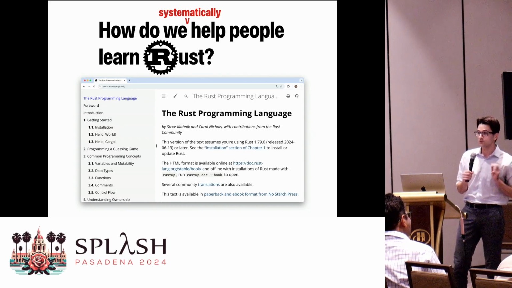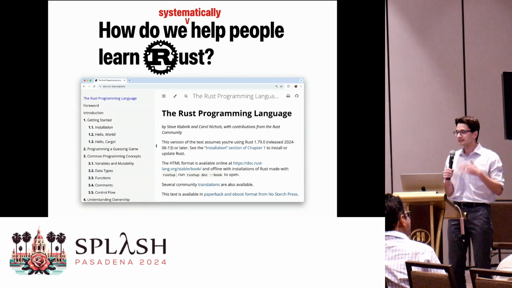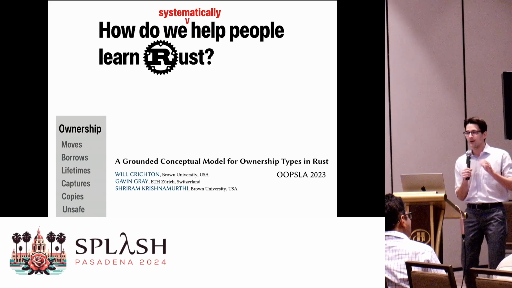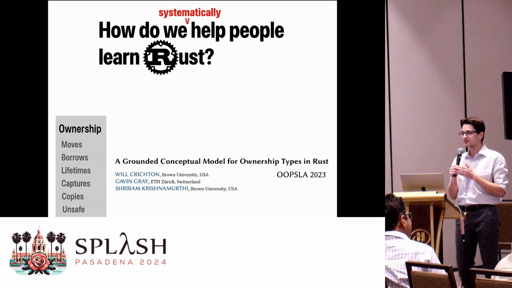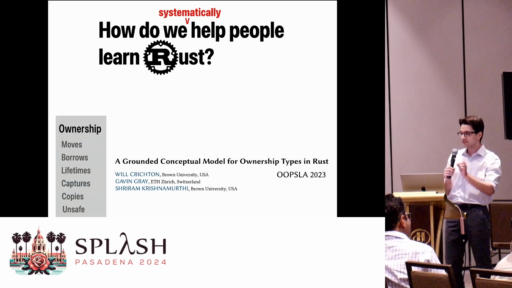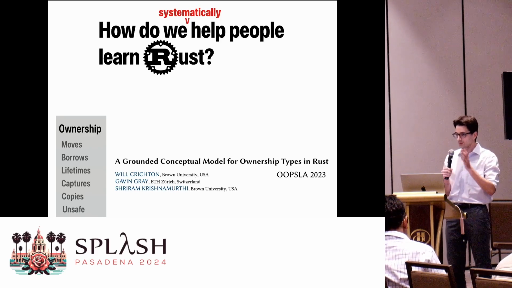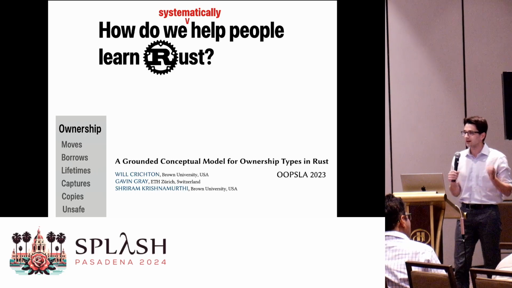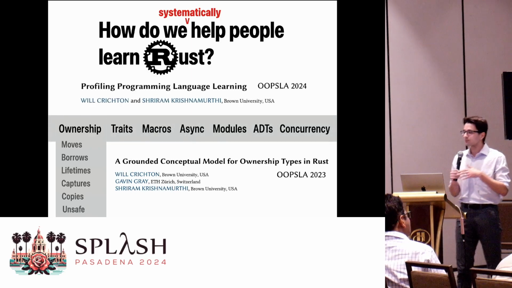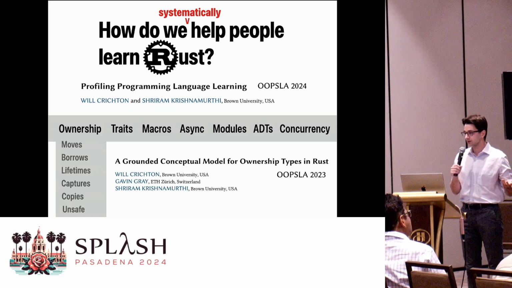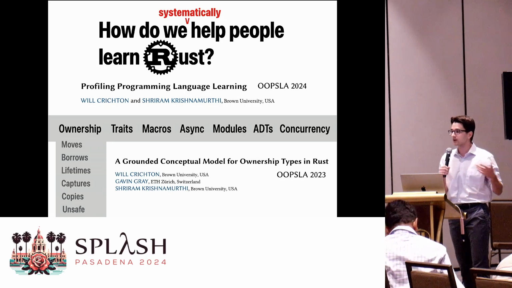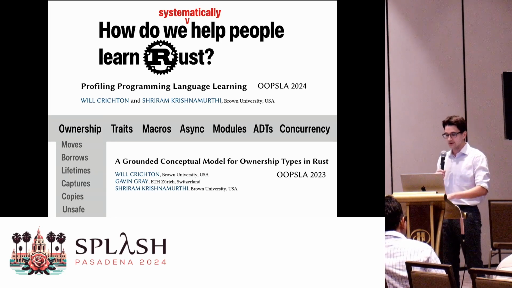And now we've done two major projects in this space, taking basically a depth or breadth first approach. So last year at OOPSLA, I presented a grounded conceptual model for ownership types in Rust. That paper was about taking a specific language feature, ownership, that we already know is hard, and then doing a deep dive into it. But that depth-oriented approach relied on us starting off knowing that ownership was hard. And this current paper is a more breadth-oriented exploration of Rust learnability, meaning how can we look at Rust holistically and identify learning challenges in any areas of the language, especially areas we might not expect.